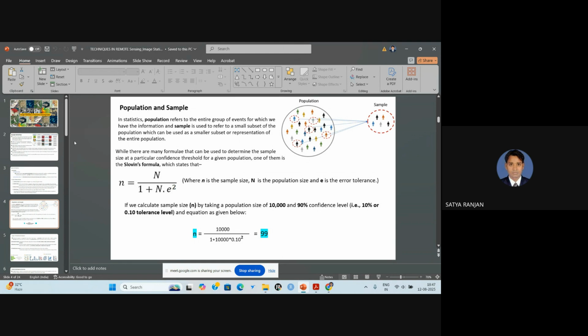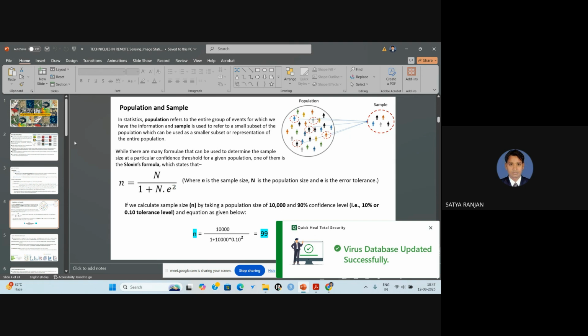Suppose there is a forest area, and we have taken a sample of a particular 1 square kilometer, then calculated how many different species are found per square kilometer. This gives some basic idea about the forest, that this forest has 20 or 50 types of different species. But it may be wrong information, because the entire forest area does not have the same species. So this is one example.